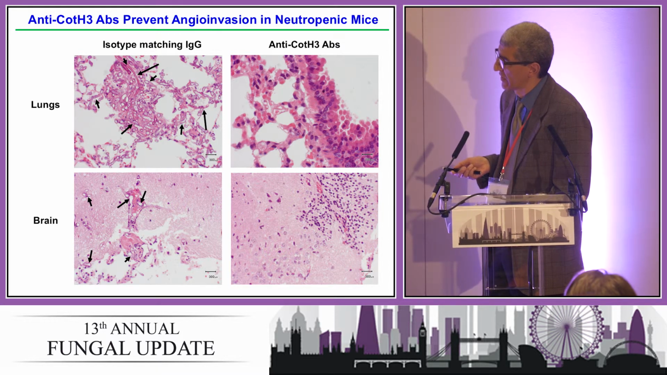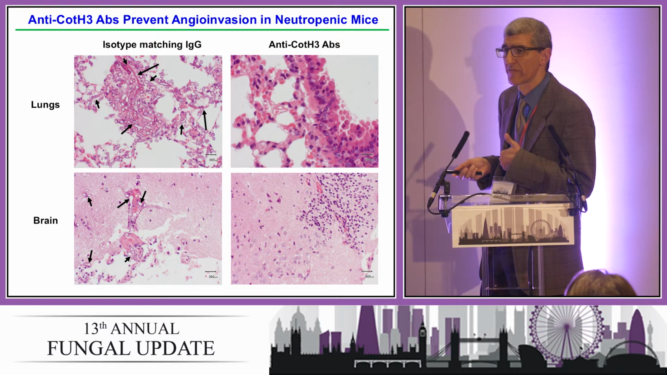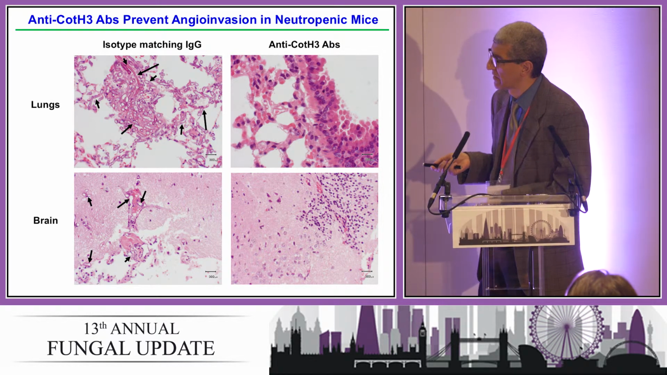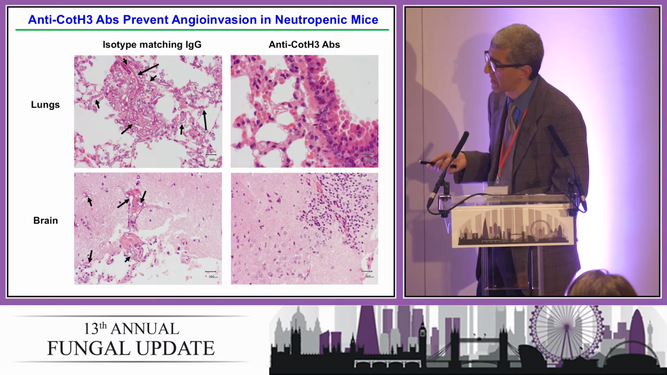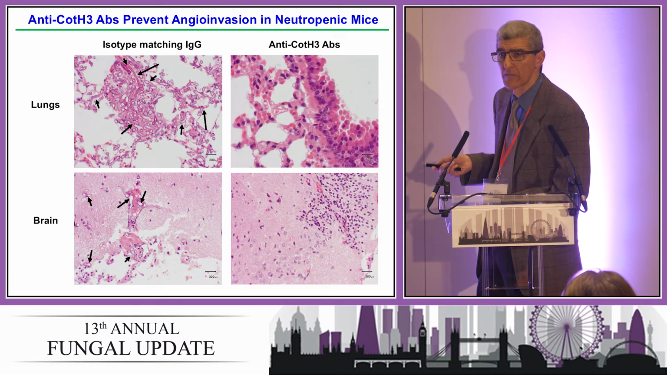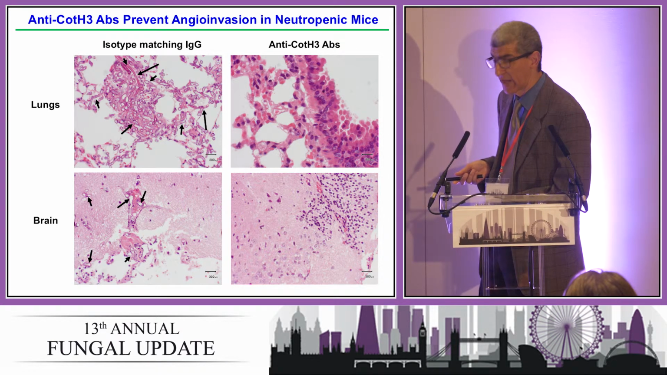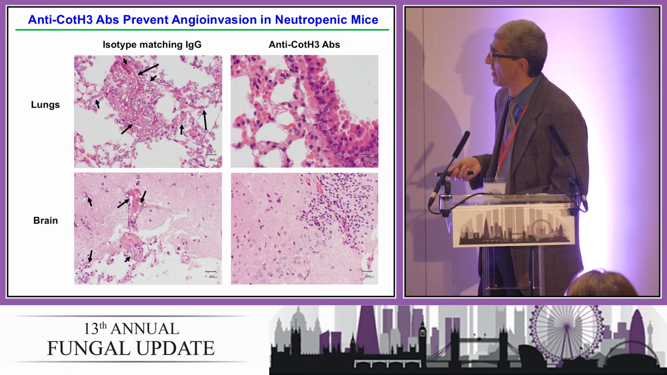The most interesting thing is, remember, these are intratracheally infected, so the primary target organ is the lung, but it disseminates to the brain. So you look here, you can see that there are fungal elements in the blood vessel in the brain, and some of it egressing outside the blood vessel and causing infection in the tissue parenchyma. You don't see that in the antibody-treated mice. So clearly the antibodies block invasion and progression of infection.